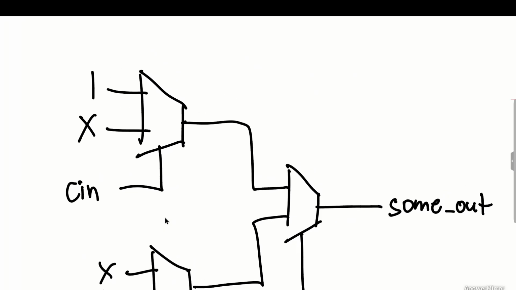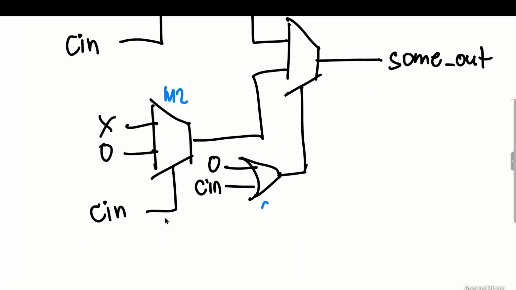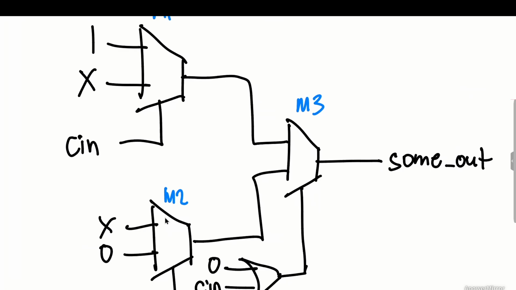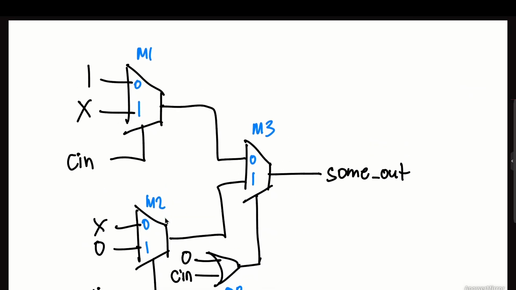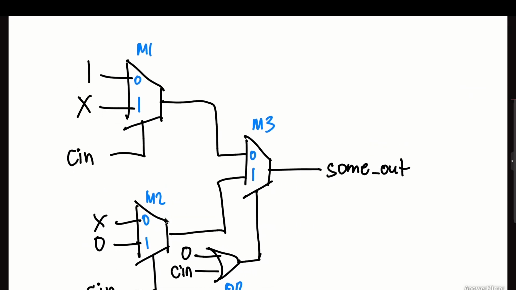So let's label this Mux 1, Mux 2, Mux 3, and then we have an OR gate here. What I like to do first is to label everything with the 0 and the 1, just so that we're not confused about what's being selected. And we have to understand the behavior of this circuit in terms of Cin. So Cin is only 1 bit, and we know that because we only have either 0 or 1 to choose from.